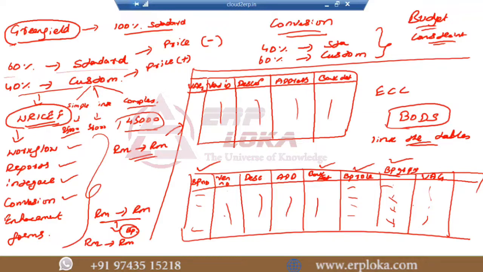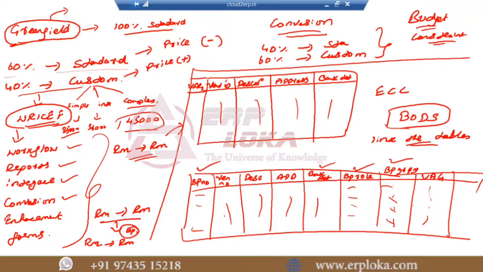Can I explain once again the hybrid system? A hybrid system is nothing but working greenfield as well as conversion, both in a single system. You may think that all the master data in the system is of no use. So only for master data, you do greenfield. You create everything newly.